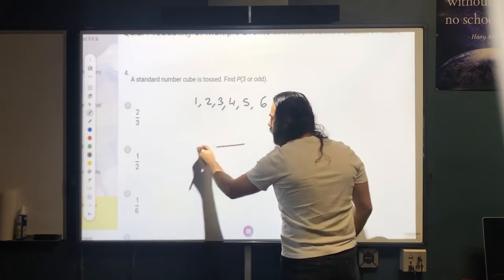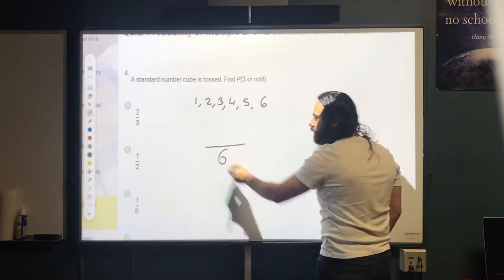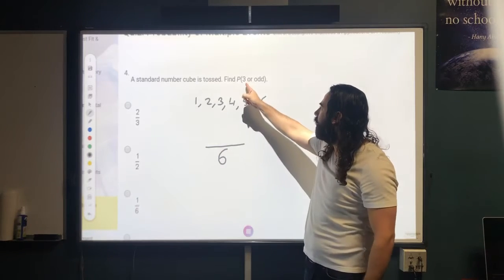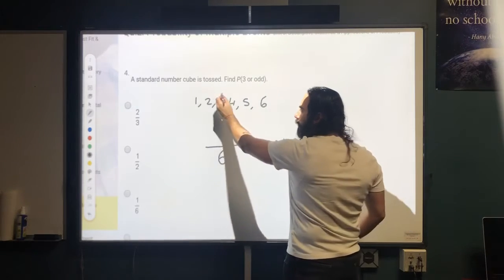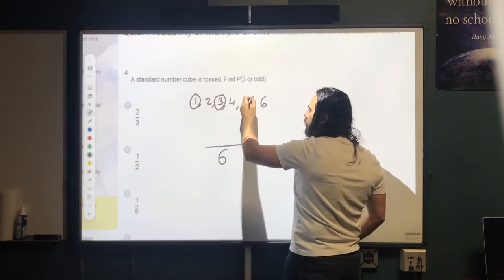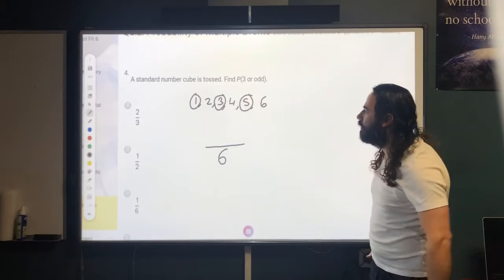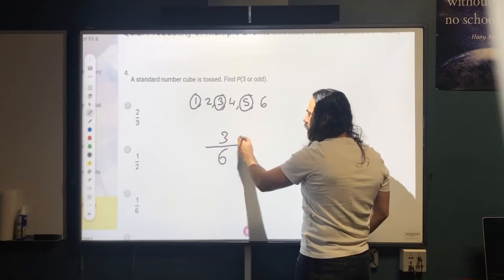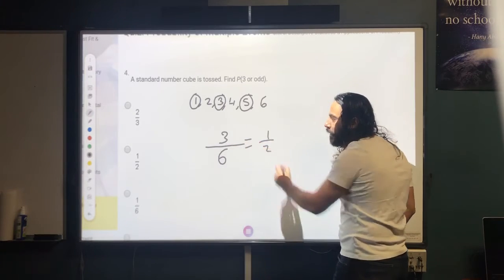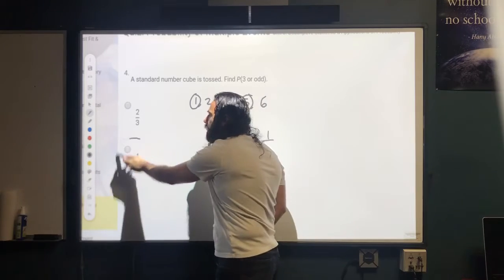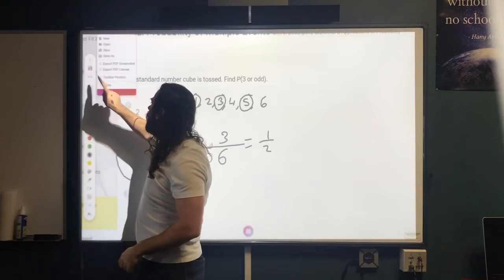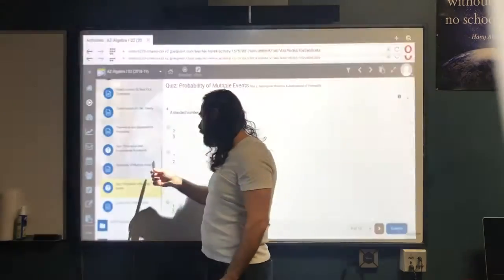So how many possibilities in total? 6 possibilities in total. So he wants only the numbers 3 or odd. So we have 3, that's 1, and the odd numbers: 1, the 3 we already chose, and the 5. So we have 3 numbers. If you simplify, you divide both numbers by 2, it's going to be 1/2. And the answer is also the second one. That's for 1/2.